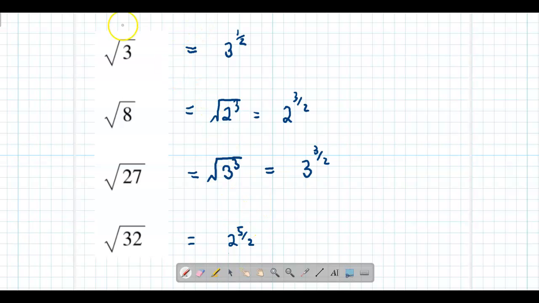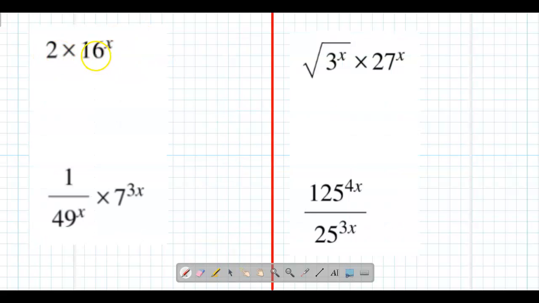So let's carry on with this and build up and put some x's in there. So 2 to the power of 2 times 16 to the power of x, we can rewrite that as 2 to the power of 1. And 16 we write as 2 to the power of 4. And we've got this x here, so it becomes x. Now these powers then get added together to give me 2 to the power of 4x plus 1.